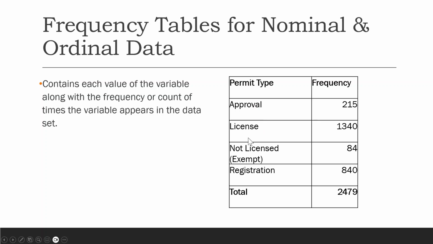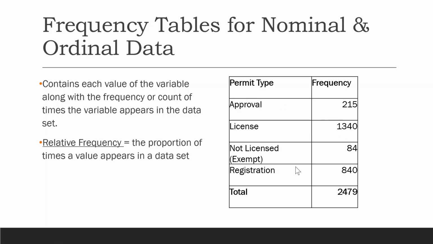And if I were to go through that whole data set, I'm going to see that there are 4 permit types. And so all I do to create the frequency table is count up the number of childcare centers, the number of rows that has approvals. If I look in that data set, it's going to be 215. I go to the next permit type, which is license. There were 1,340 of those, so on and so forth, right? So this is a frequency table. It gives you an idea of how many observations have each of the values of that variable.